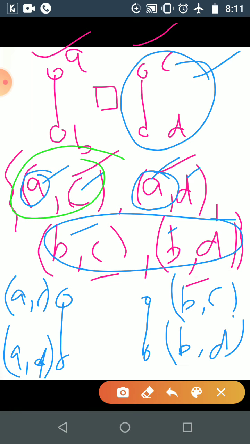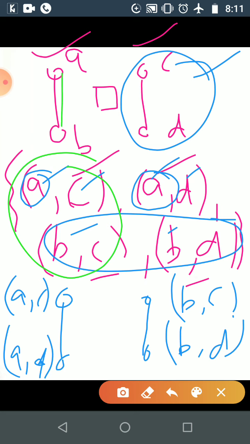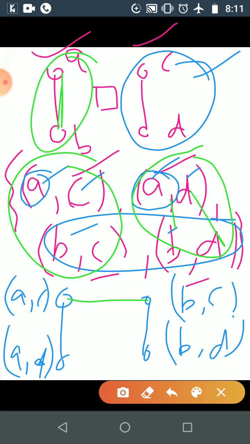Now what about this one with this one? Here C is the same, the second vertex is same in these pairs, and the first is forming an edge between A and B in G. Okay, so obviously AC and B comma C will be adjacent because this is satisfying the condition, correct? And what about these two? These two, here D is same and the first is forming an edge in G, so this will be adjacent.